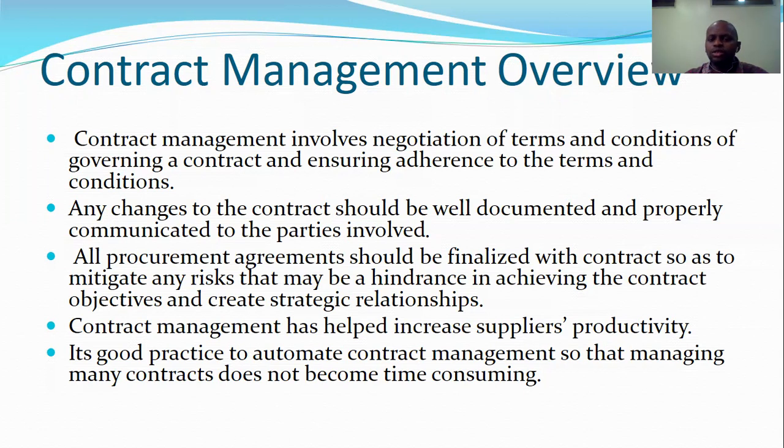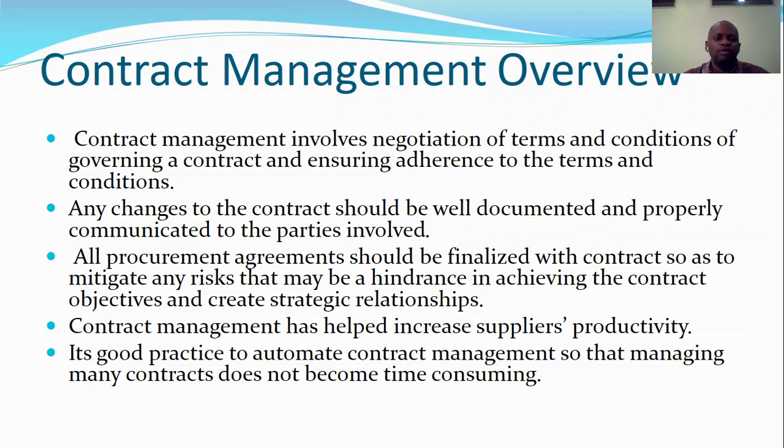Any changes to the contract should be well documented and properly communicated to all parties involved. So it must be clear to every person involved in the contract that communication must be very clear. All procurement agreements should be finalized with a contract so as to mitigate any risks that may hinder achieving the contract. So there must be a plan on how well you are going to mitigate some of those risks.